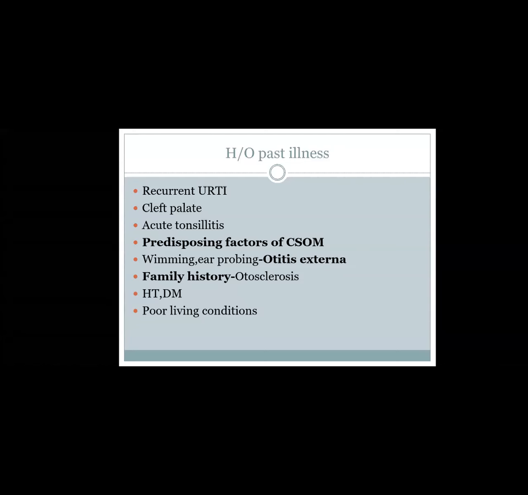It doesn't matter. Just tell me why you have to ask about cleft palate in the case of an ear problem.